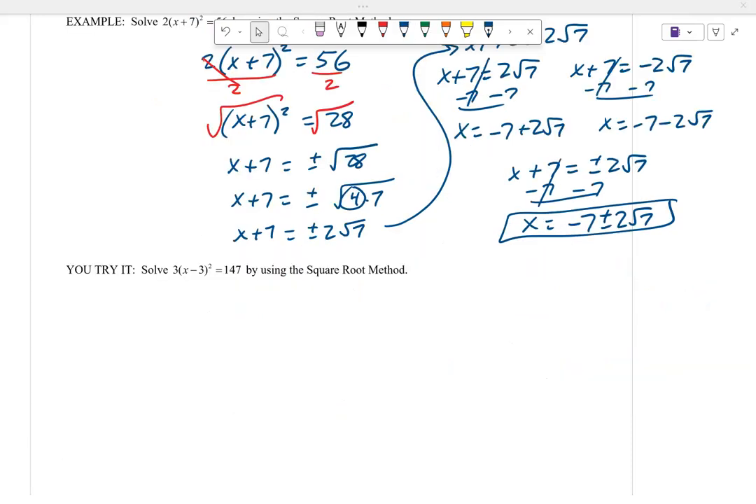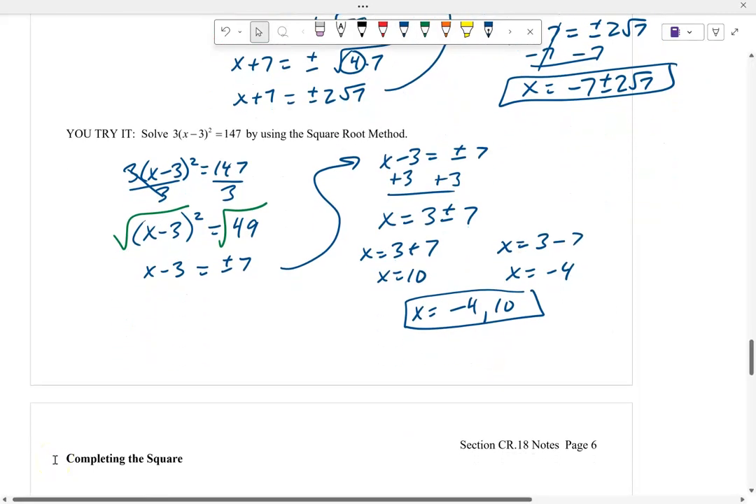Alright guys, go ahead and pause the video, try that next problem there. Make sure you got your correct work on that. Should end up with that negative 4 and 10.